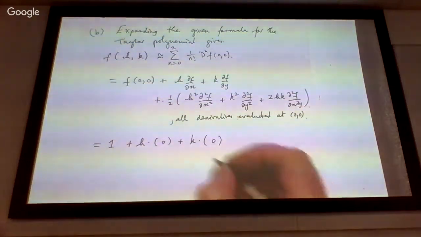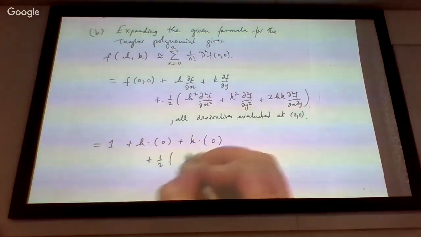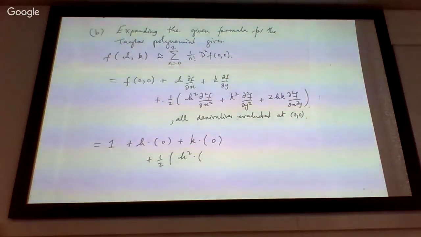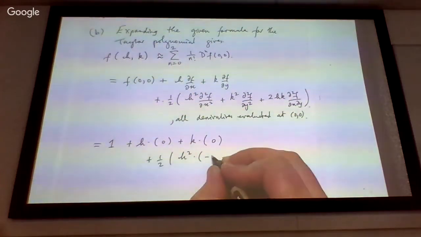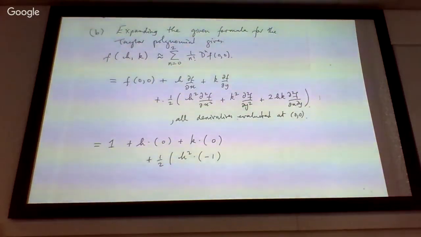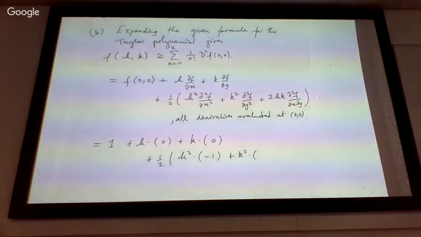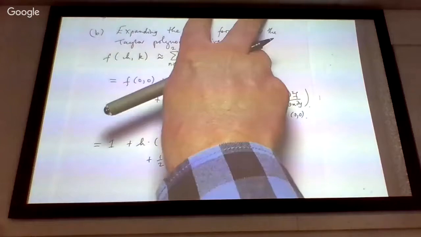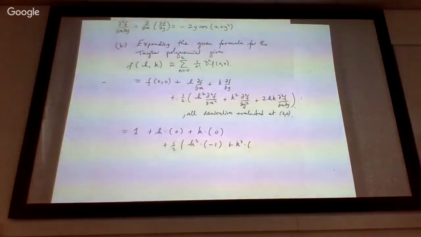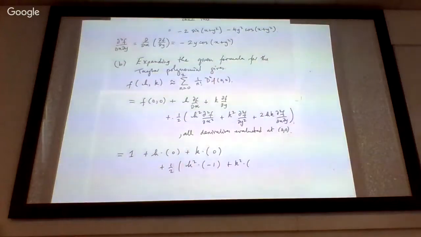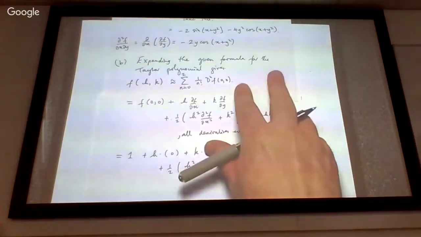Then we've got a half times h squared multiplied by something, d2f dx squared. Again, that's cosine, so it's minus the cosine of x plus y squared. That's going to be minus 1 this time. Yes, minus the cosine of 0, minus 1. k squared times something is d2f dy squared. It's at the top of the screen, d2f dy squared is this function here.